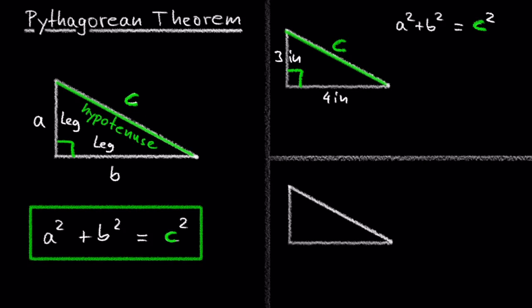Now the first step is to plug in the 3 for a and the 4 for b. You can also plug in the 4 for a and the 3 for b. The important thing is that you plug in the 3 and 4 into the variables which represent the legs. Don't plug the 3 and 4 into the variable which represents the hypotenuse.